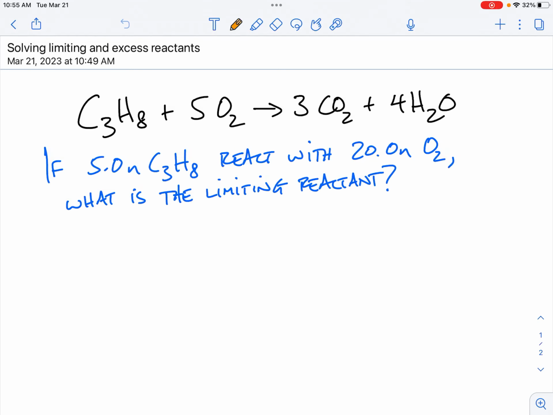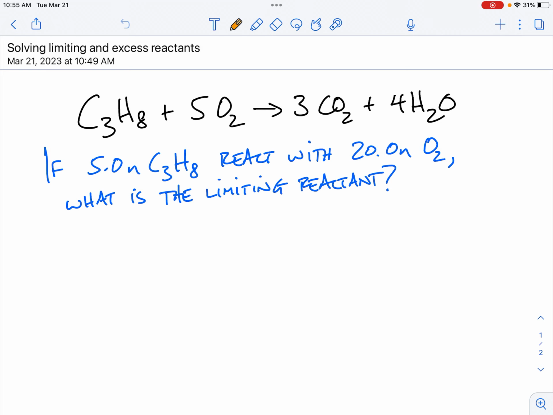What I want to do is go through a limiting reactant problem, the type that sometimes can get students tripped up here. So we've got our balanced equation at the top, and then the problem states if we have 5 moles of C3H8 and it reacts with 20 moles of O2, what is the limiting reactant? There's a few different ways of approaching this, and I'll try to show you those ways.